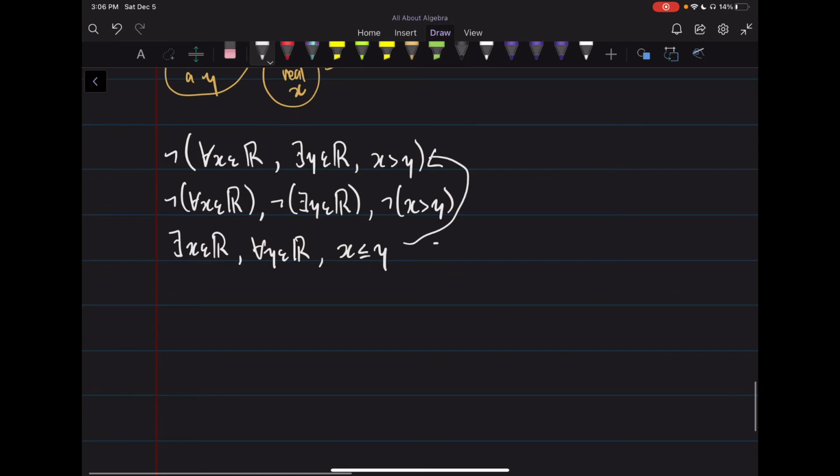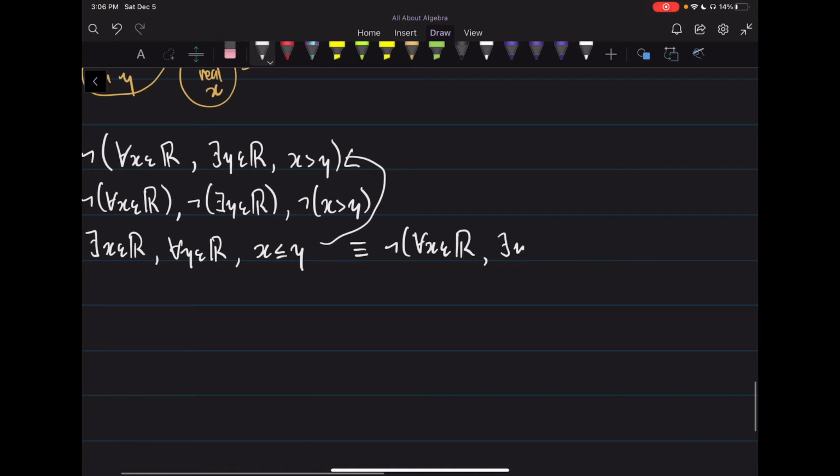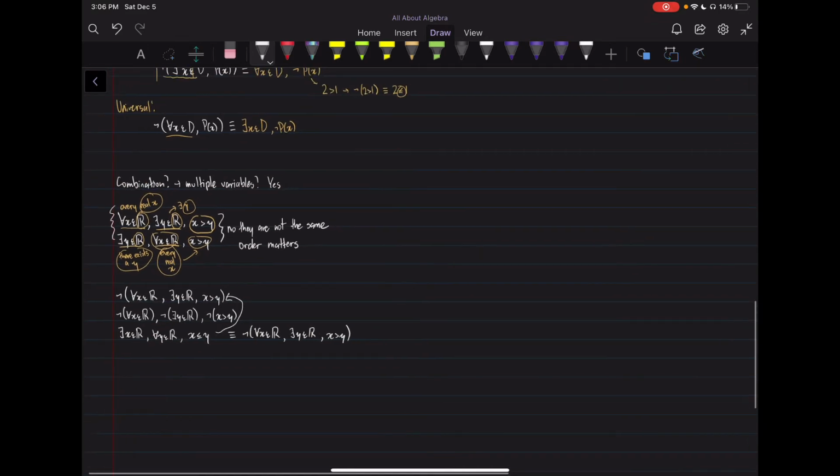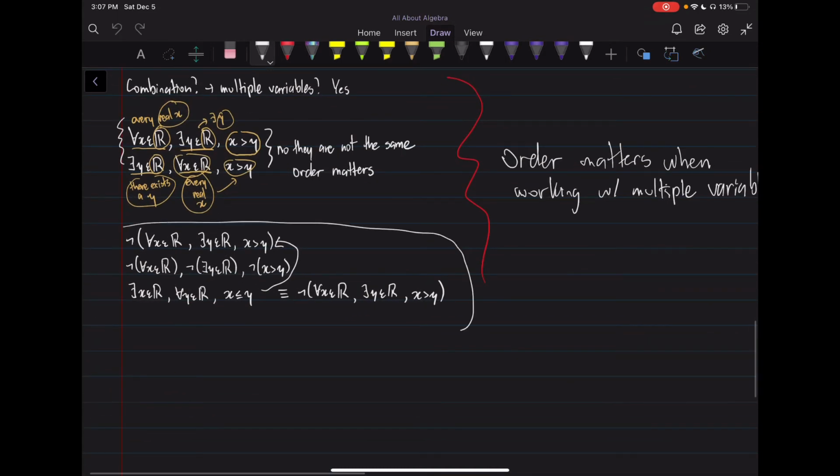And this is logically equivalent to saying the negation of for all x that are real numbers, there exists a y in the real numbers such that x is greater than y. These are just logically equivalent. Okay, so the summary of this part is that the order matters when working with multiple variables. So you have to be careful of the order of the quantifiers because a small mistake can cause many errors. And again, we discussed how you can negate them, just in case you ever need to do that.